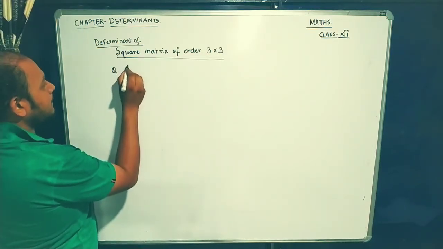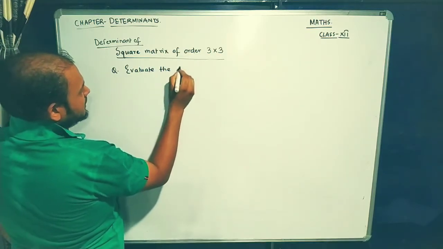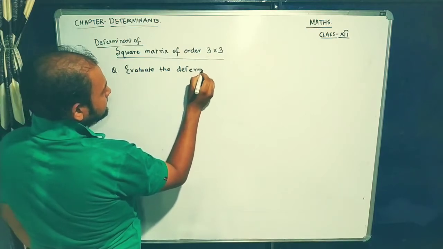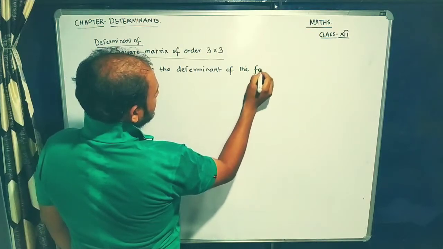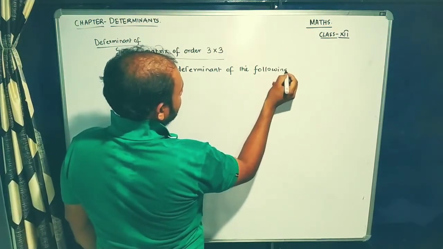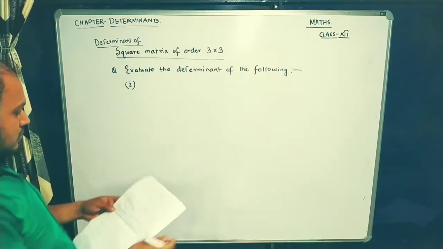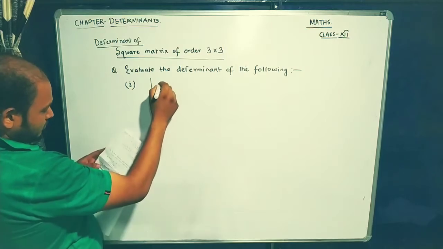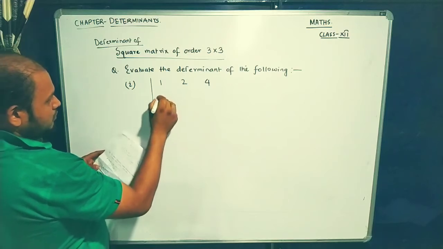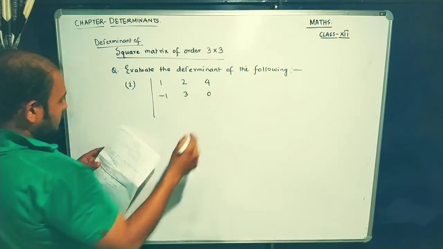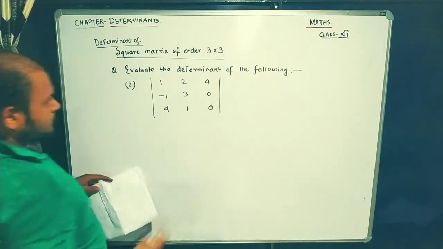Write a question. Evaluate the determinant of the following matrices. Okay, number 1, the first example is 1 2 4, minus 1 3 0, 4 1 0.